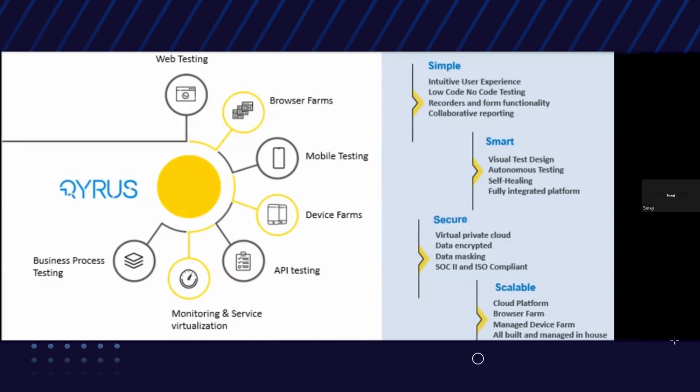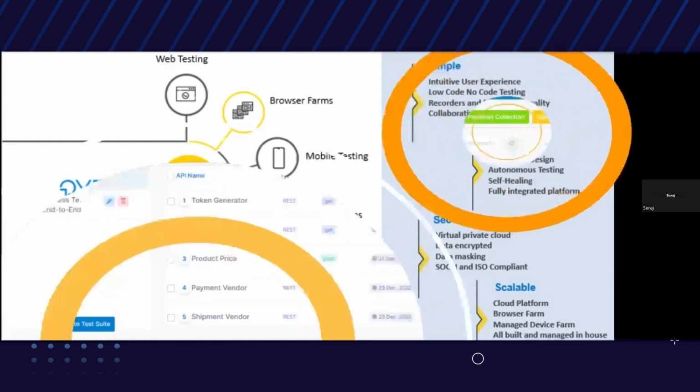Next, it's important to note that we are secure. We run on a virtual private cloud, and we are SOC 2 Type 2 and ISO compliant. And lastly, we are scalable. This is a cloud platform, which has its own accompanying browser and device farms as well, all managed here in-house. With all of your testing requirements in one place, it's very easy to monitor, maintain, as well as scale up and down, as previously mentioned. So without further ado, let's dive into the demo topic for today, which is API testing.